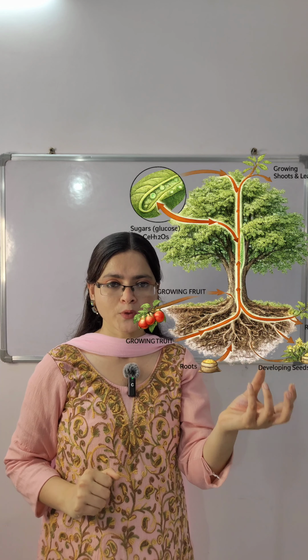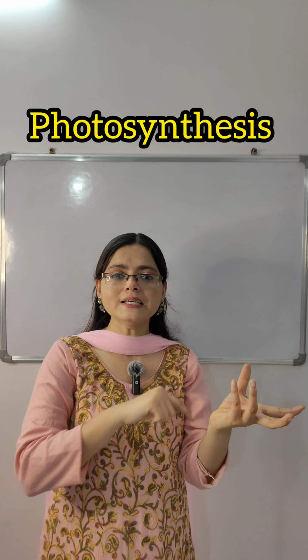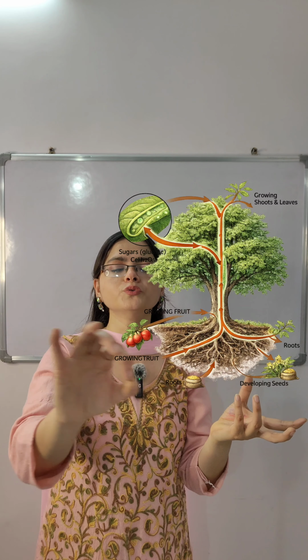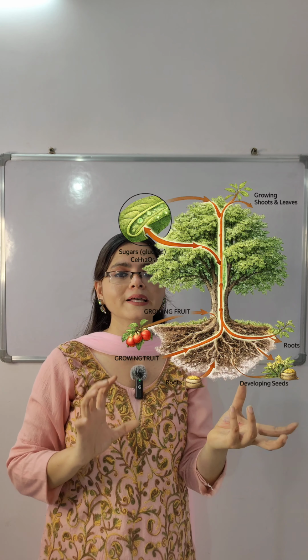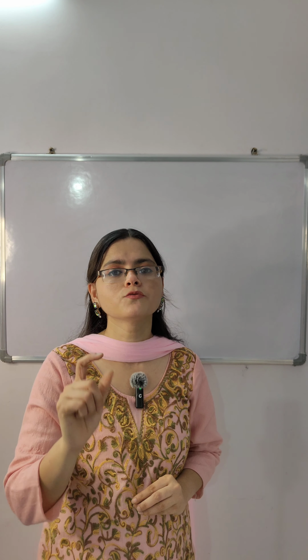Okay, so leaves prepare food for the plant by the process of photosynthesis, and this food is spread and moved to the different parts of the plants by the tissue called phloem.